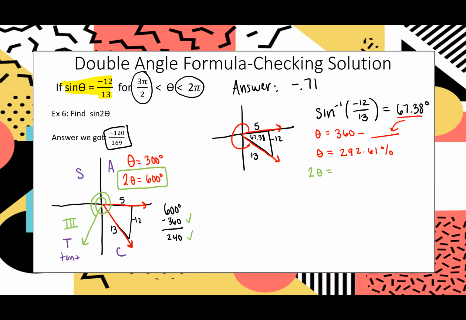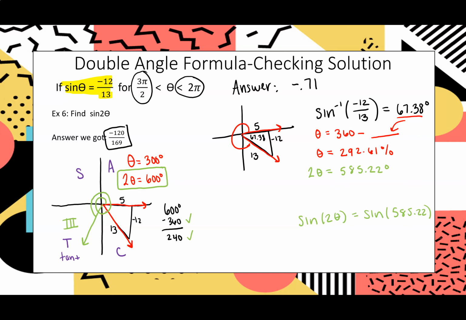Well, 2 theta is just going to be 2 times that. And so that's going to be 292.61 times 2, which is roughly 585.22 degrees. So now what I'm going to do is sine of 2 theta. Well, what is sine of 2 theta? Well, sine of 2 theta is going to be equal to sine of 585.22.